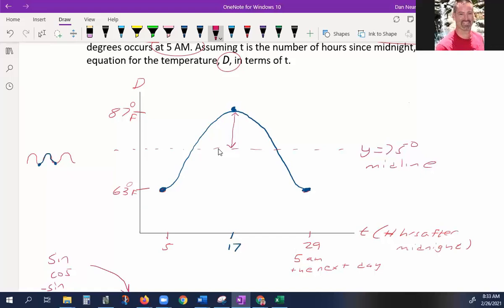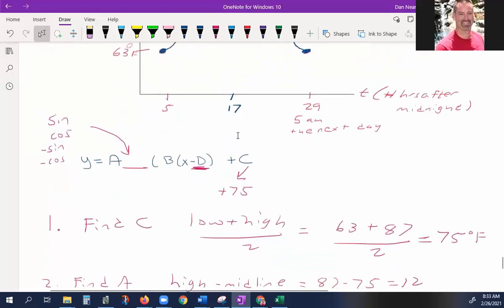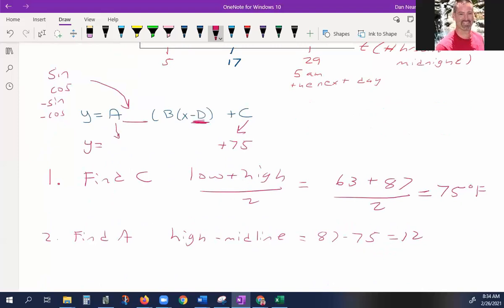If you took 75 and subtracted 12 to see how low the graph goes, since there's 12 units of deviation here, you'd see the low temperature is 63. 75 subtract 12 is indeed 63. So in my general model for A, I will write 12 for the value of A, although I haven't decided whether A is going to be positive or negative yet. That comes later when I decide what function to use.